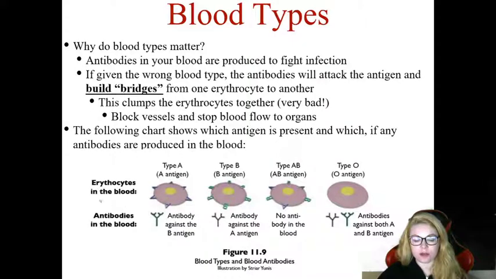Okay, so if you have erythrocytes in your blood, type A antigen, the antibodies in the blood will be antibody against the B antigen. If you have type B blood, you have that B antigen on your surface, so the antibody against the A antigen will be in your blood. If you have type AB, you have both A and B antigens on your blood cells, and so there's no antibody in the blood. And type O, you have the O antigen, and you have antibodies against both A and B in your blood. Okay?